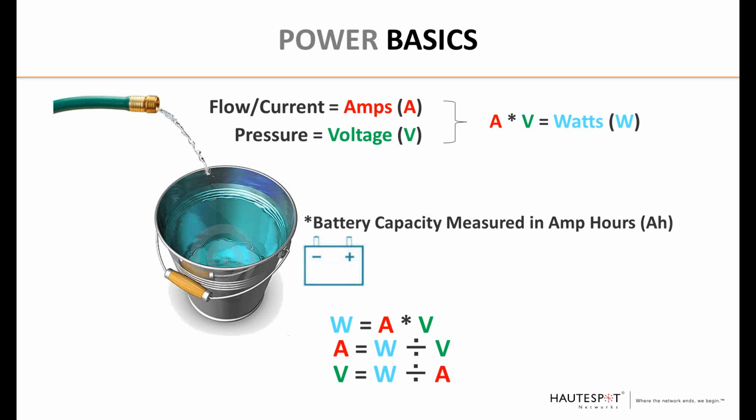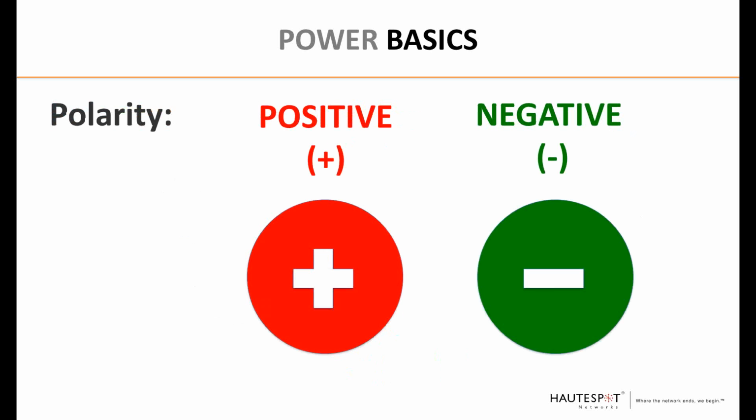So if we have at least two of these three variables, we can calculate how much power a particular product, such as an IP camera, consumes, or how long the batteries will be able to power the system for. So as we're going through, keep in mind the wave equation here. Watts equals amps times volts. And we go back and forth between the two to find the other variables.